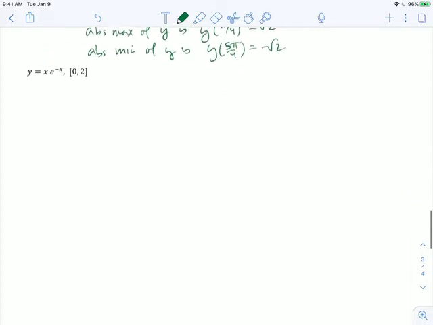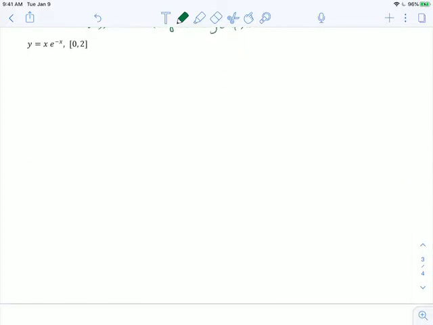My third example involves an exponential function. We've got a product again. So I'm going to find my critical points. y prime is going to be 1 times e to the minus x plus x times, and then I use the chain rule to get the derivative of e to the minus x. That's going to be e to the minus x times negative 1. And I can tidy this up a little bit this way. And then if you notice, I've got a common factor of e to the minus x. And so I could rewrite this as e to the minus x times 1 minus x.